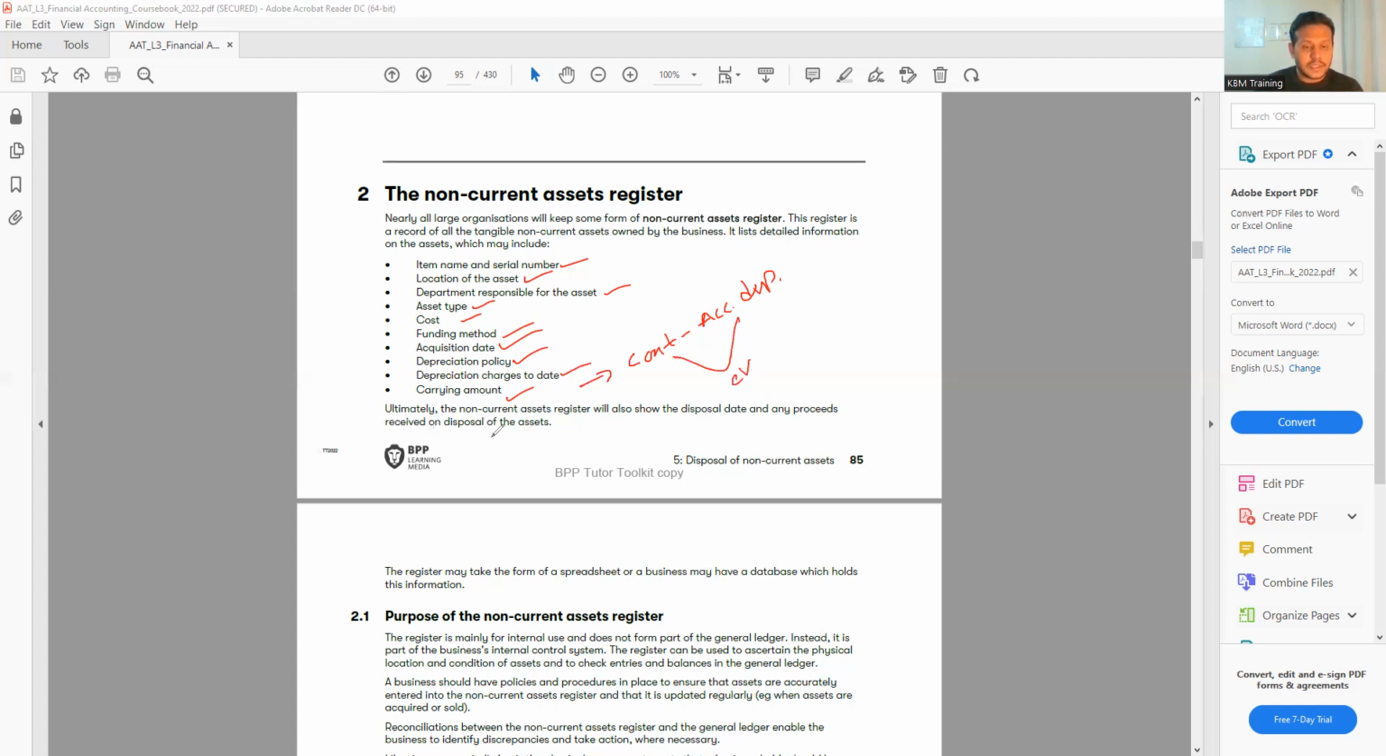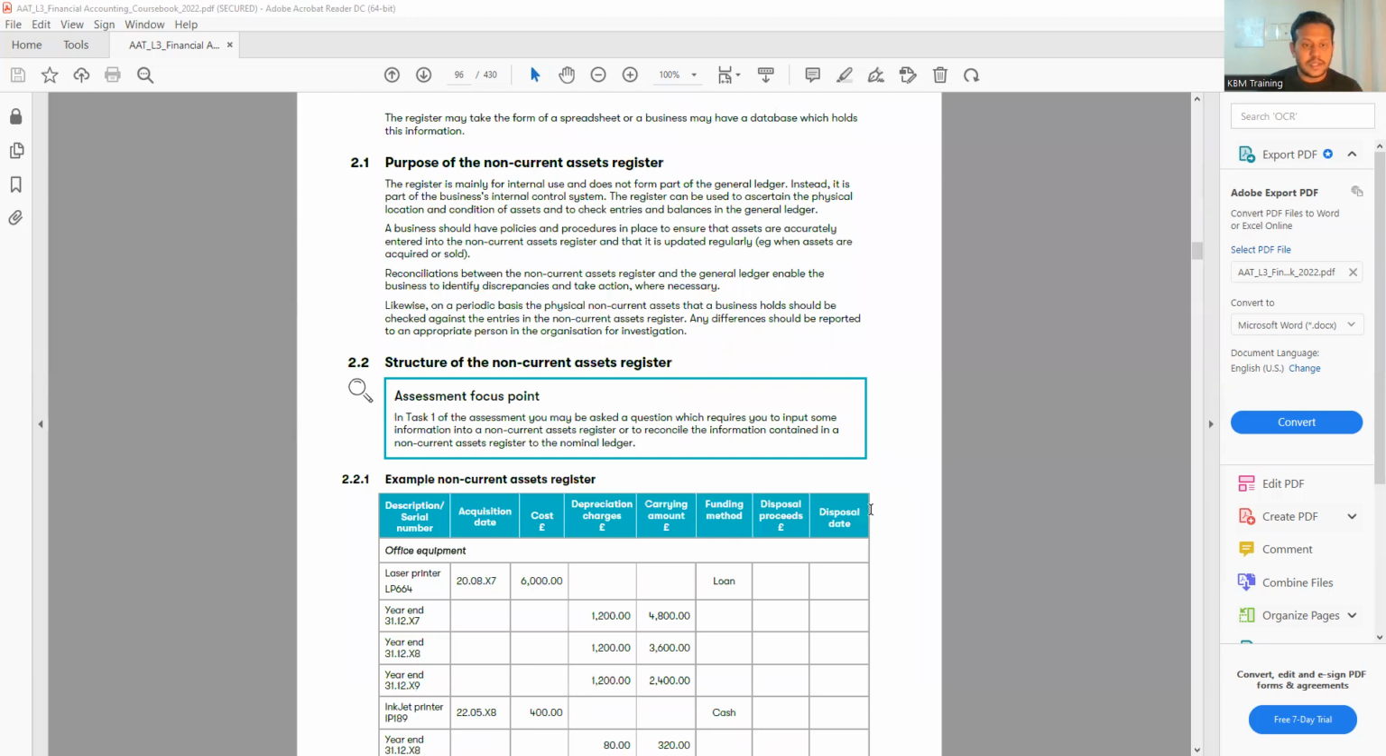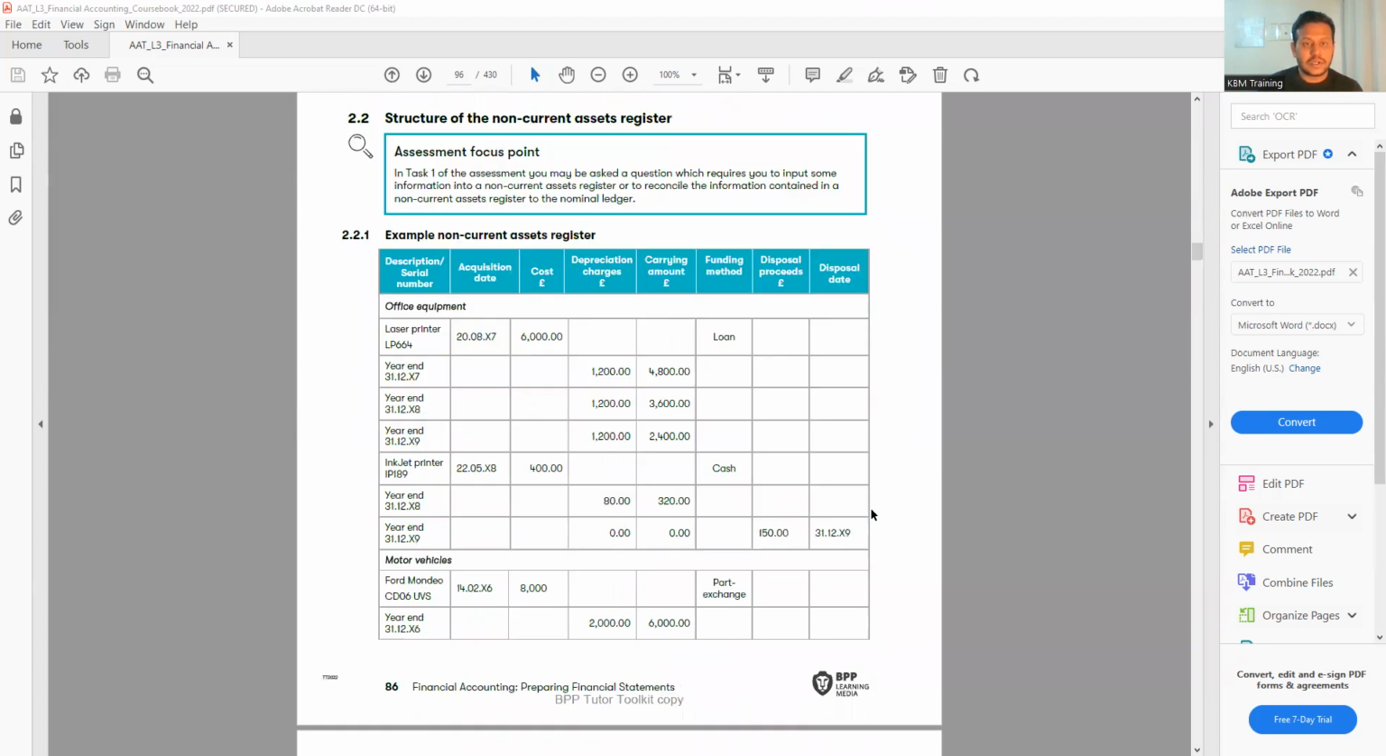Ultimately, the non-current asset register will also show the disposal date and any proceeds received on disposal of the asset. So when did we sell any asset, if we sold it, and how much did we sell it for? Now we can see what the non-current asset register looks like.